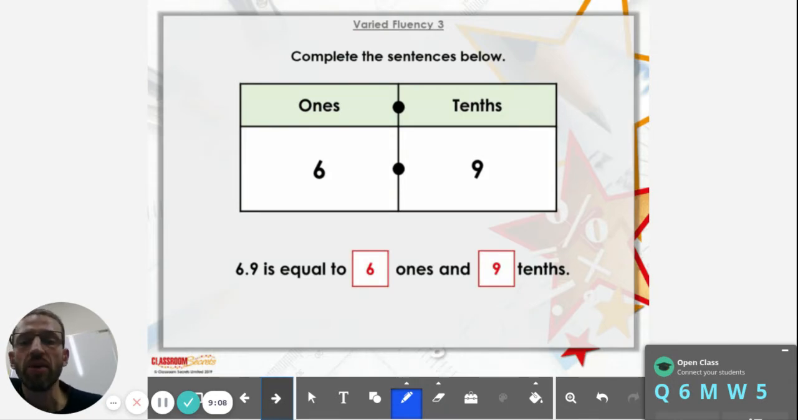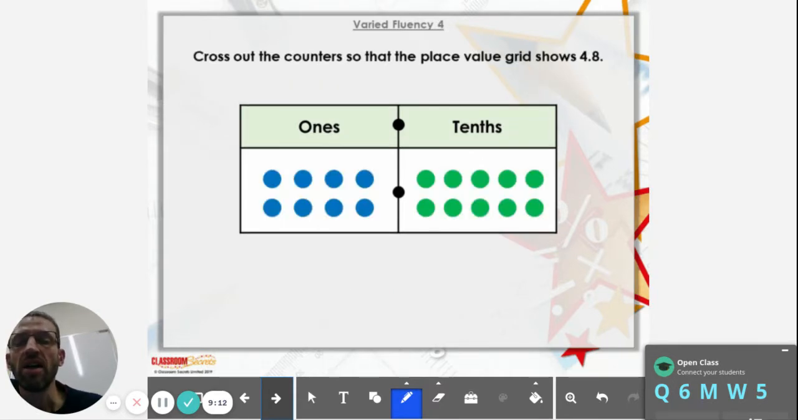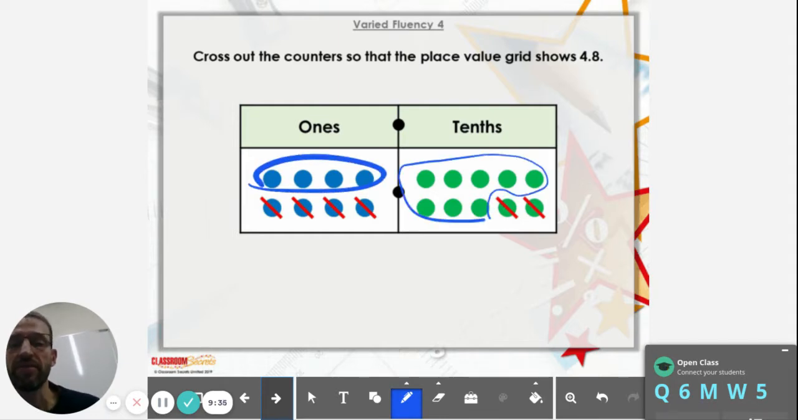Complete the sentence below. Oh, sorry, we've done that one. 6 and 9, yep. Here you've got too many counters, and it's telling us to cross out the counters so that the place value grid shows 4.8. So we need 4 ones and 8 tenths. Okay, so simply crossing out till you've got the correct answer. 4 ones left here and 8 tenths left in here.